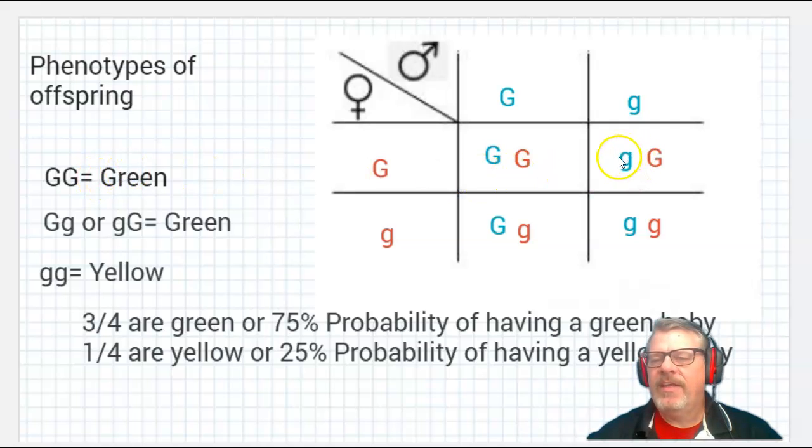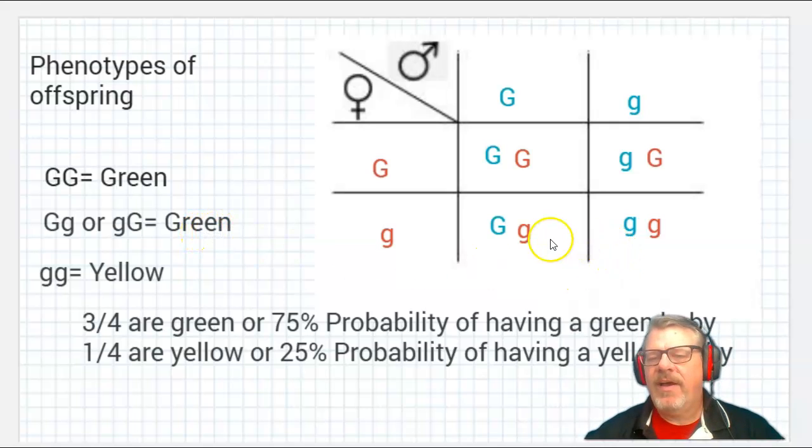This allele is saying yellow and this allele is saying green, but green is dominant. So if it's present, that's the one that shows up. That's the one that's expressed in the phenotype. It doesn't really matter if it's set up this way with a little g first or second. Both of these have a dominant allele present. So in either case, big G, little g, or little g, big G, they both have a phenotype of green.